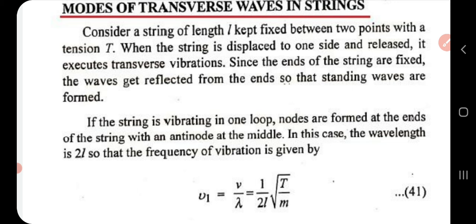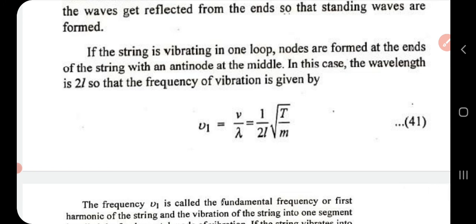When are standing waves formed? When one wave goes to one side and another wave from the opposite side comes to the other side, so a standing wave will be developed. Now if the string is vibrating in a loop, what happens? At the ends of the string you can see a portion called node, which we discussed in our first class, and in the middle you can see certain portions called antinode.